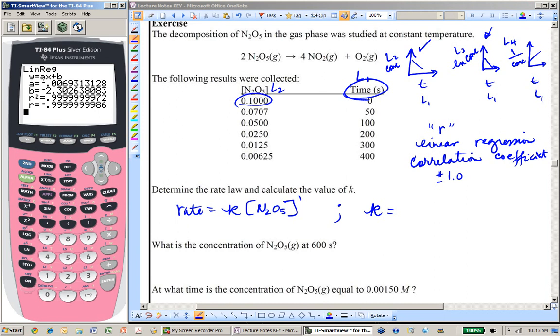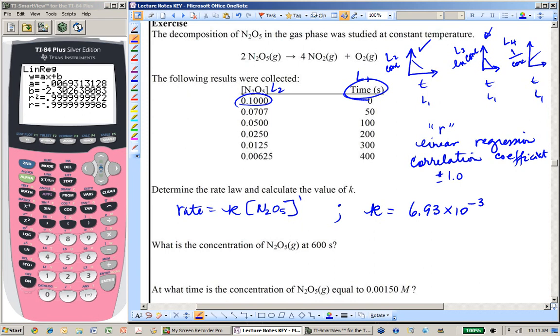See how this is y equals ax plus b? I do not know why TI chose to use a instead of m, but they did. So a is equal to 0.00693, which I'm going to call 6.93 times 10 to the negative 3. And its units for first order are going to be, because again, it's first order, so I talked about this in the last video.